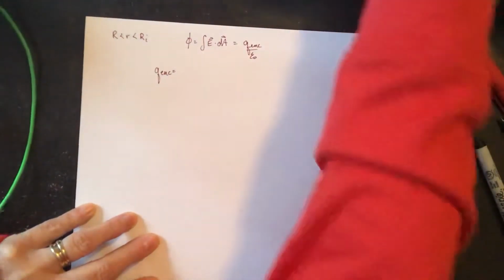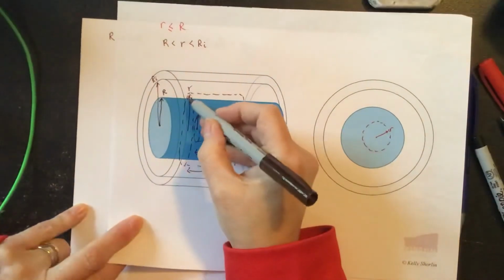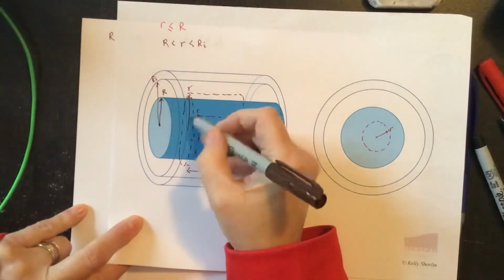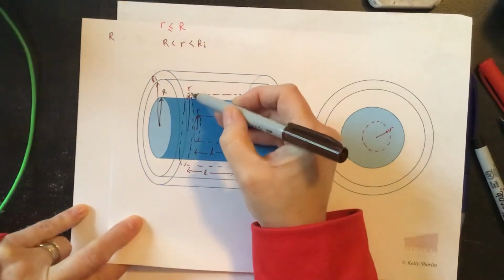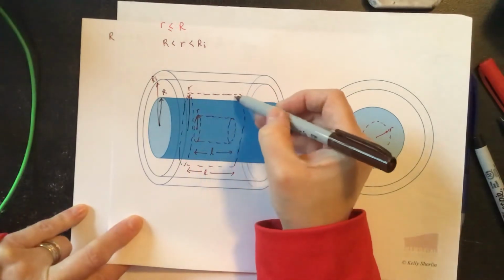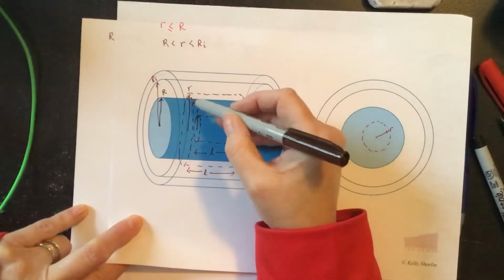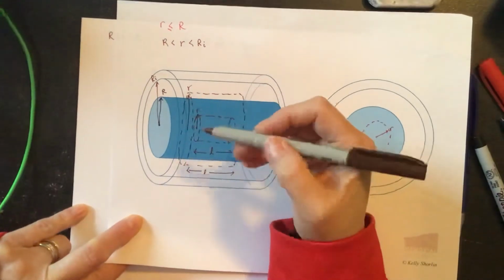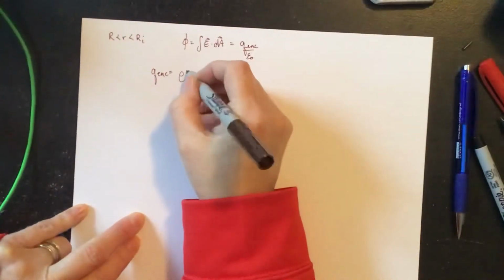Q enclosed this time is still going to be density times volume, but it's only the volume of the insulator that's within the conducting shell. Our Gaussian surface is bigger than the insulator, so the stuff outside the insulator doesn't have any charge at all. So when we do our charge times volume, it's just the volume of the stuff that has charge, and that would be the insulator.